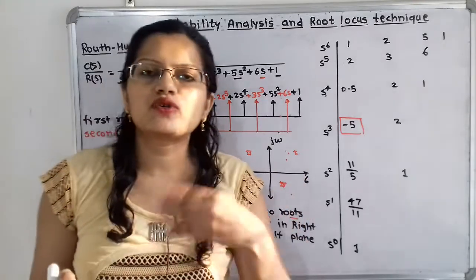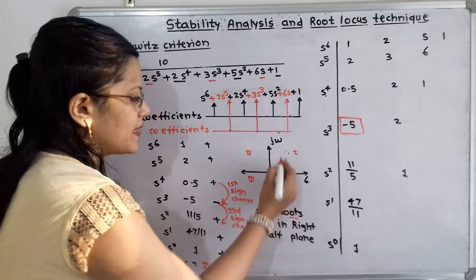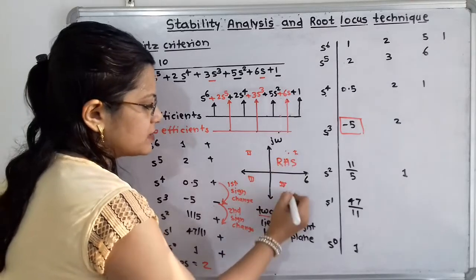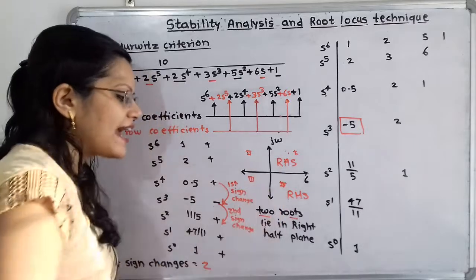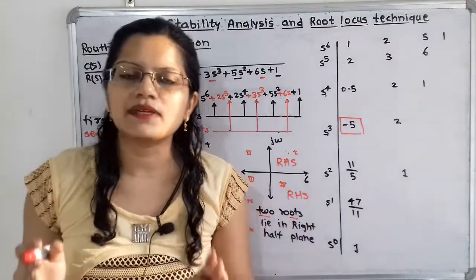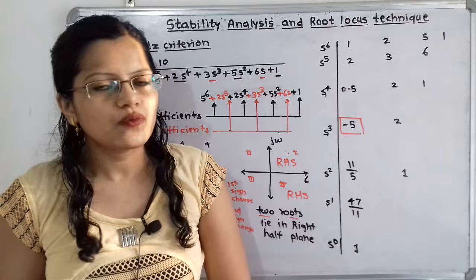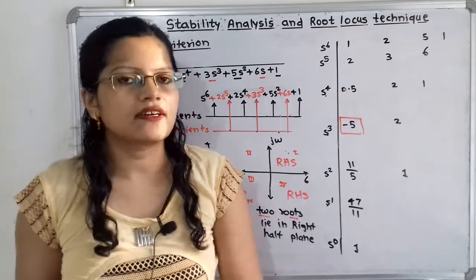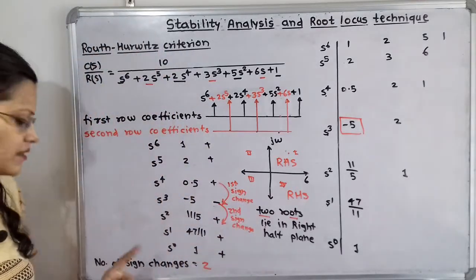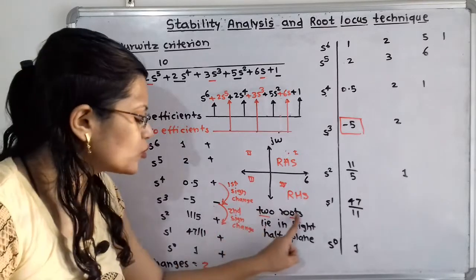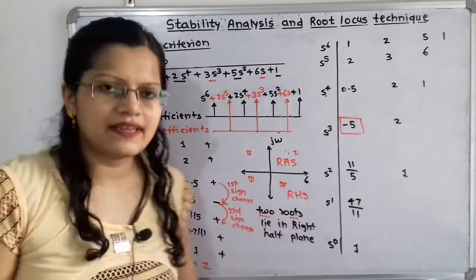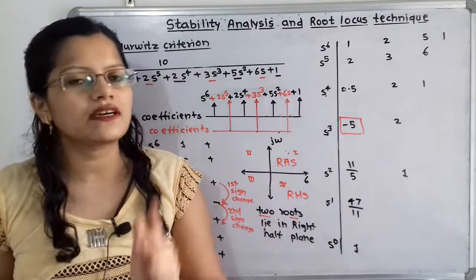Whenever the roots lie in this right half plane, I will write RHS. Whenever the roots lie in the right half plane, the system is unstable. So we have to give the answer by the Routh Hurwitz criterion: the number of sign changes is equal to 2, and that's why 2 roots lie in the right half plane, and that's why the system is unstable.